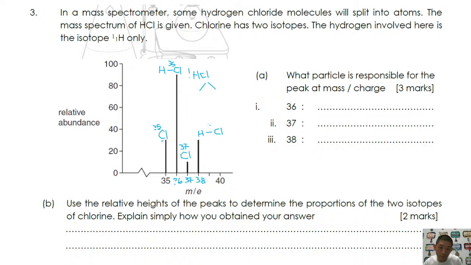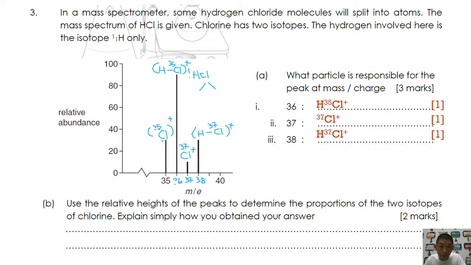And don't forget, because we are now discussing mass spectrum, all mass spectrum can only detect positively charged subparticles. So all your fragments must contain a positive charge in here. Always bear in mind, they must always carry a positive. So very clearly, 36 is HCl 35 plus, 37 is Cl 37 plus, and 38 is HCl 37 plus.